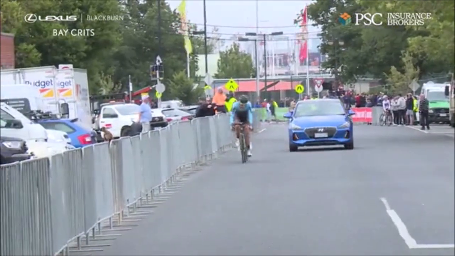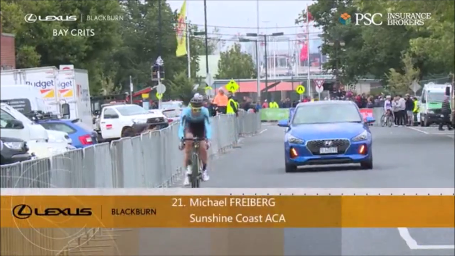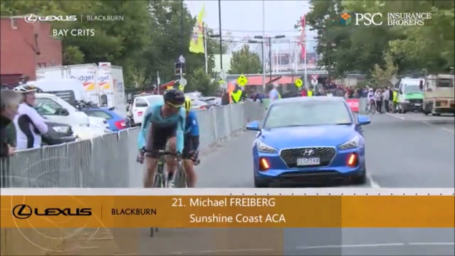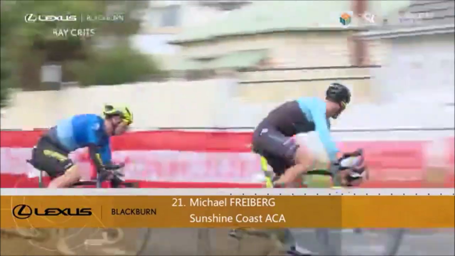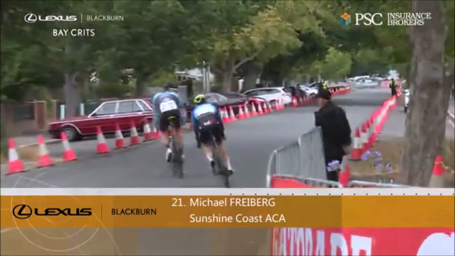I mean, Freeberg knows he's going to lose. Maybe if it's three people, Freeberg might be able to get away, but it's two people. He's just going to mark him. He sits on. Freeberg's going to lead it out. Goes around this corner pretty early. Sorry, it's the next corner that's the thing.